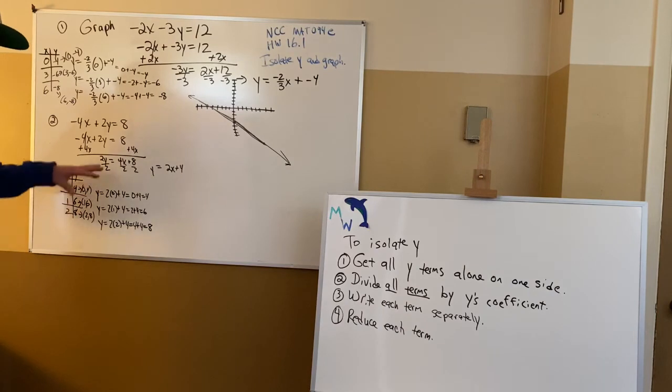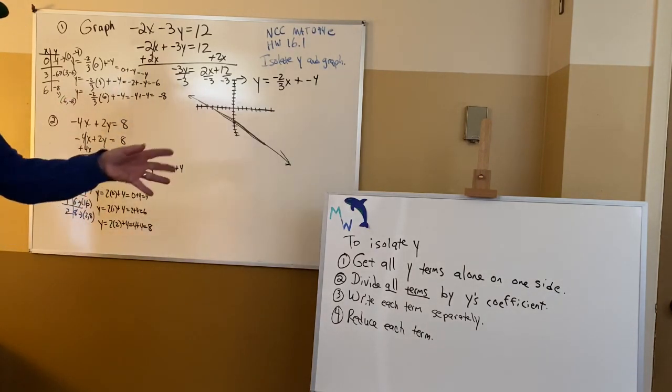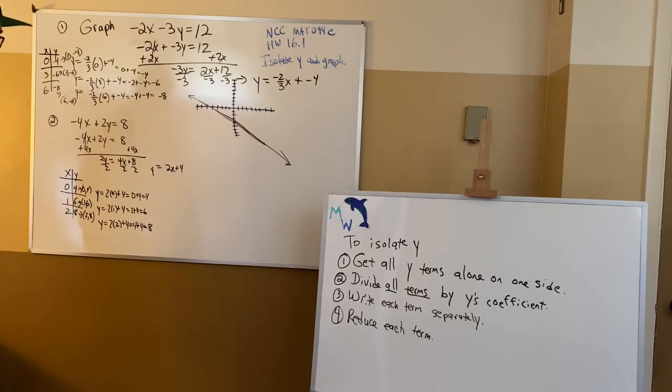And this is about completing the t-chart, but isolating y was get the y term alone, divide every term where it sits by the coefficient of y, and let's see what we've got for the equation. Now we have that equation that we can graph.